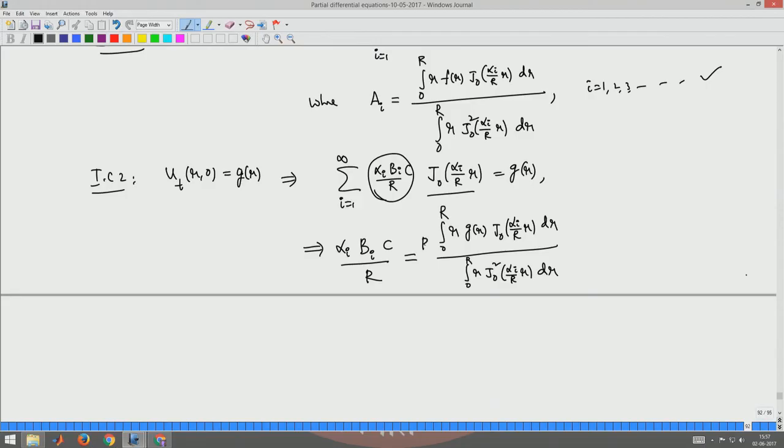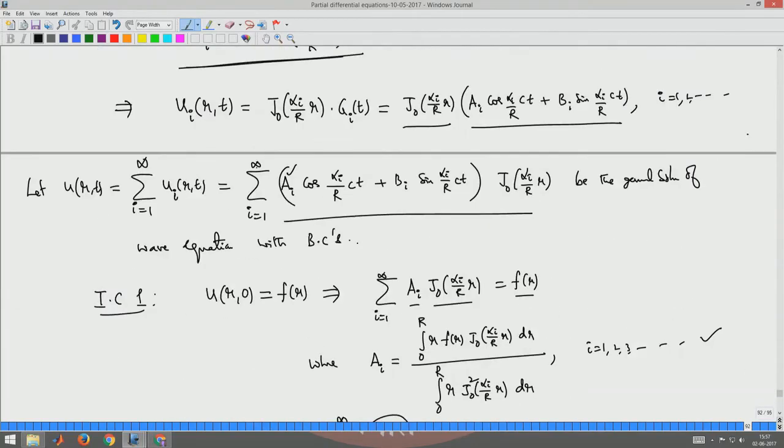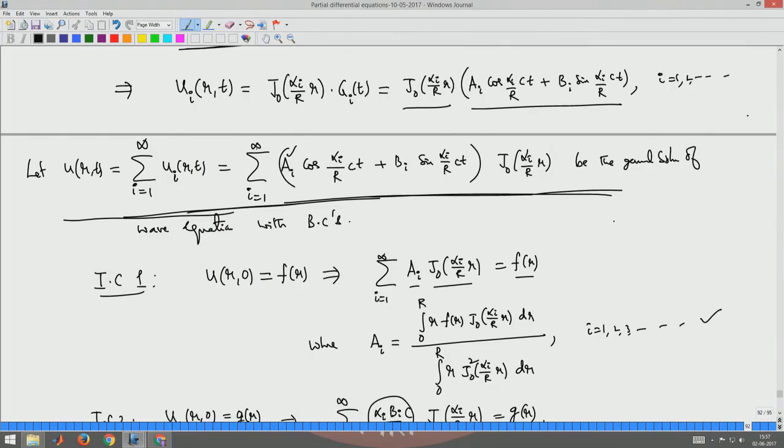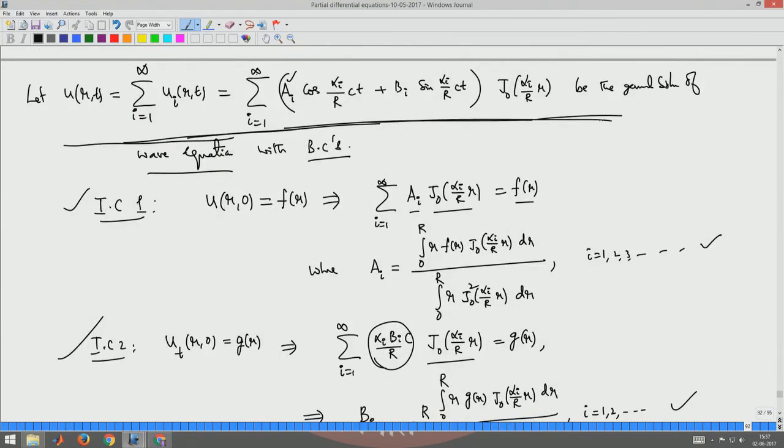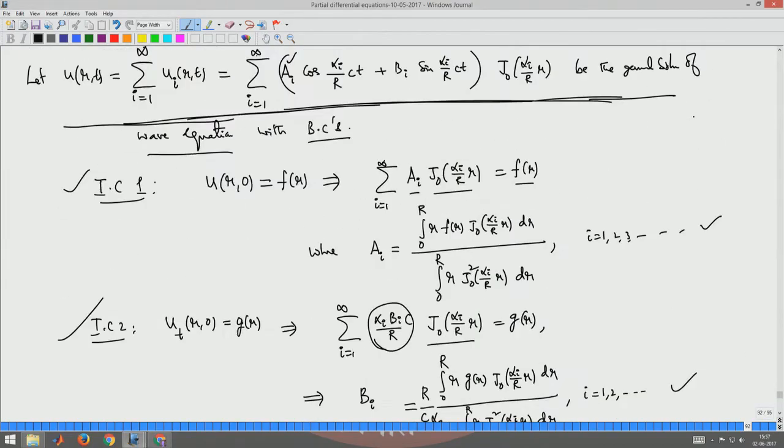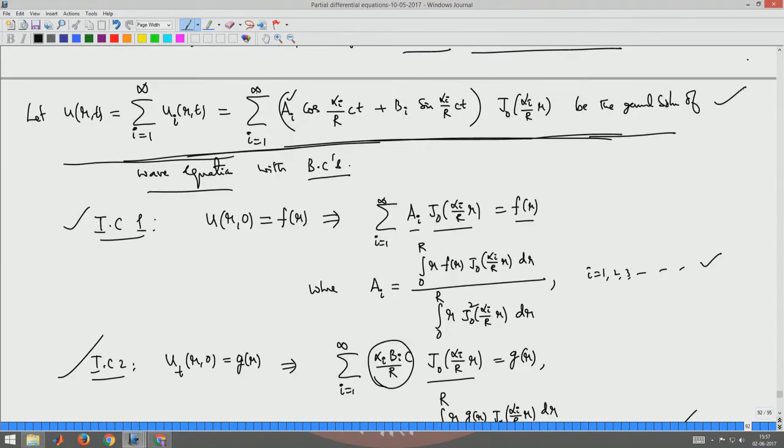So, if you bring alpha_i c / R to the other side, this is what you get as b_i. So, I know what my b_i is in this solution. That solves it now. This is the solution as a linear superposition of all the solutions in separable form that satisfies the wave equation, the boundary conditions and the initial conditions. So, this is the solution that we are looking for.